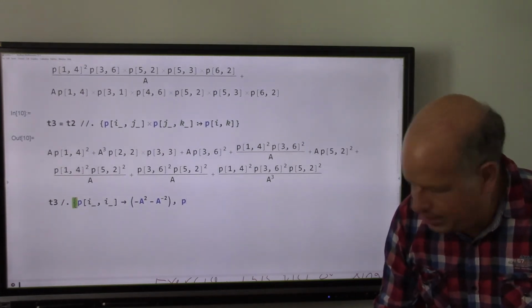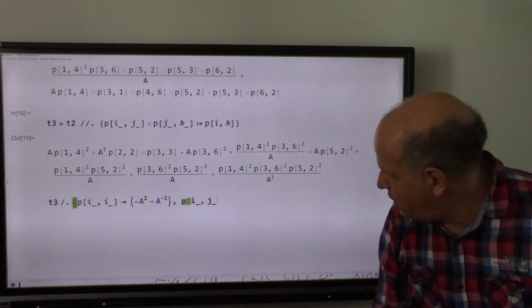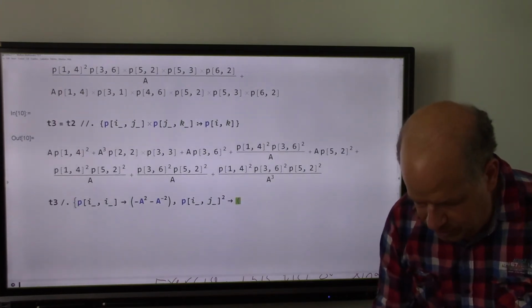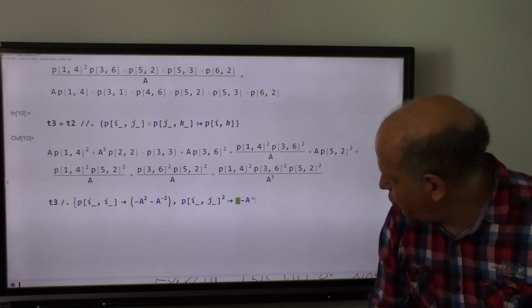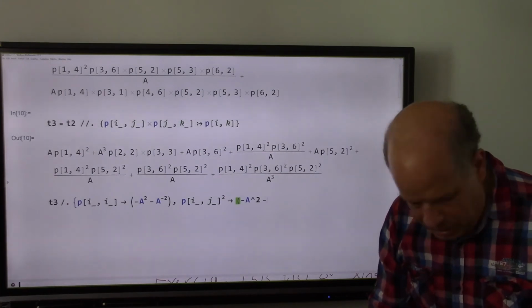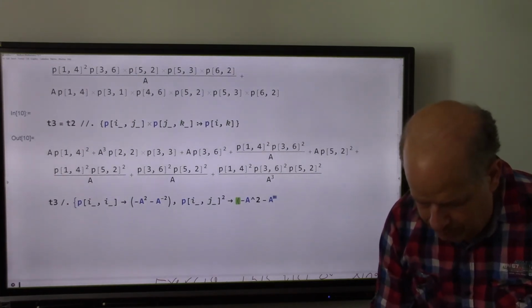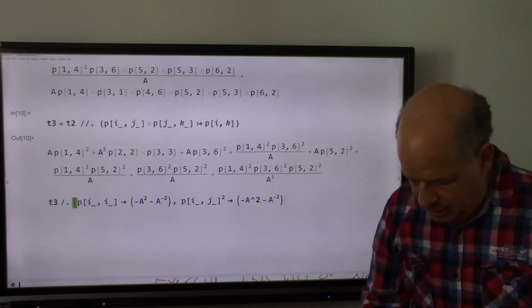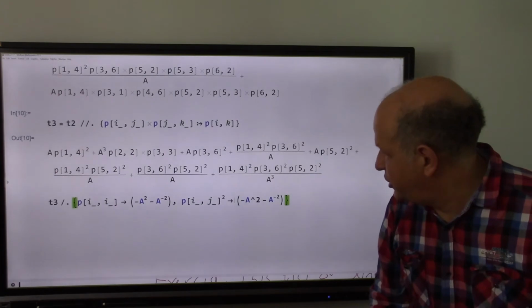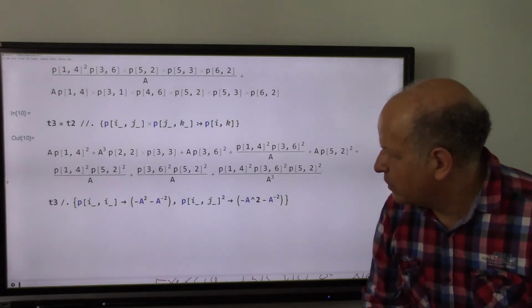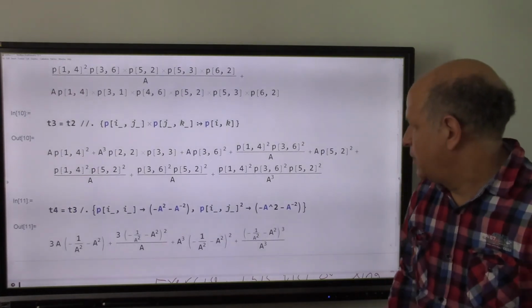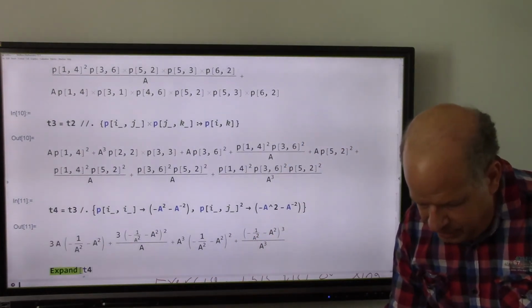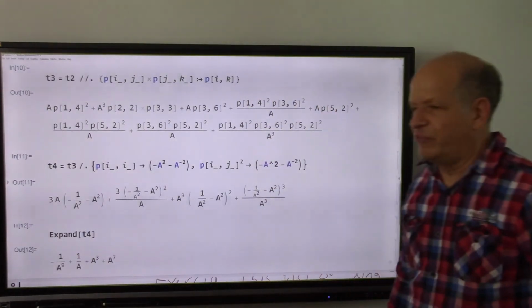And likewise, every place I see a PIJ squared, I can replace it by the same quantity, so negative A squared, negative A to the power negative 2. Sorry for writing the two powers in different formats, I'm running out of time. Let's call this T4. And this is the Kauffman bracket of the trefoil. If you want it in a simpler form, you can expand it. And here is the Kauffman bracket of the trefoil.